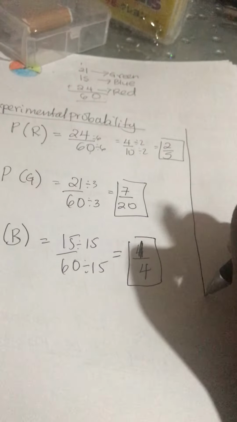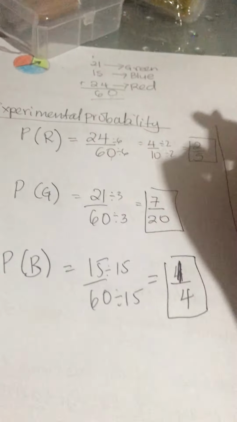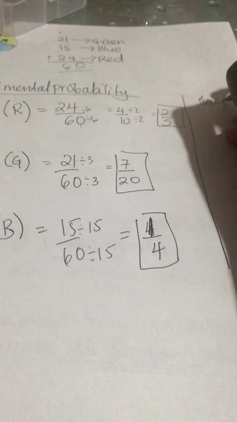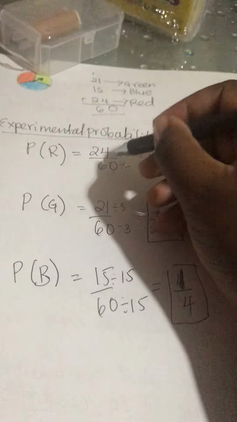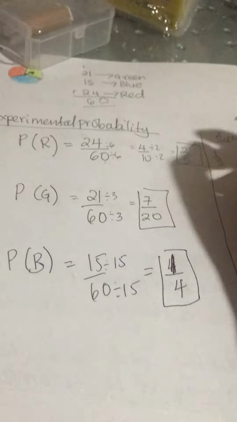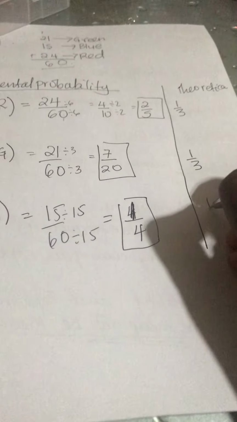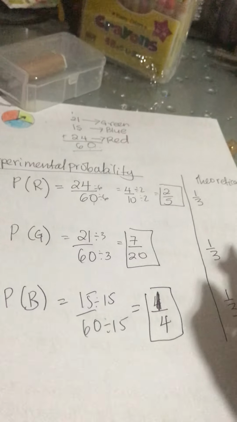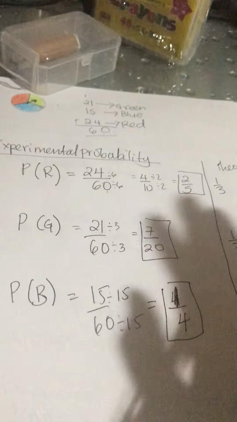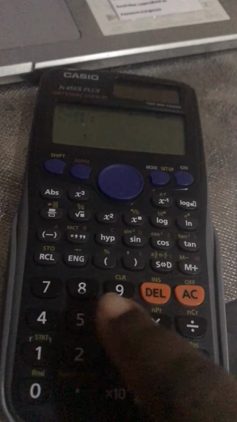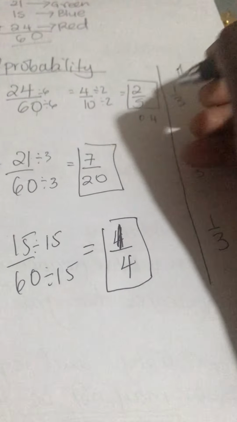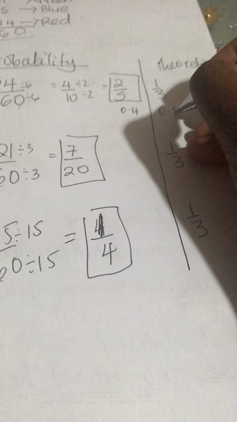Let's do the theoretical probability for these colors. So the theoretical probability for red will be 1 out of 3. And for green will be 1 out of 3. And for blue will be 1 out of 3. Now, remember I say they can be the same or they cannot be the same. Okay? So, let's change 2 over 5 to decimal. 2 divide 5, I got 0.4. And 1 over 3 to decimal should be 0.33.